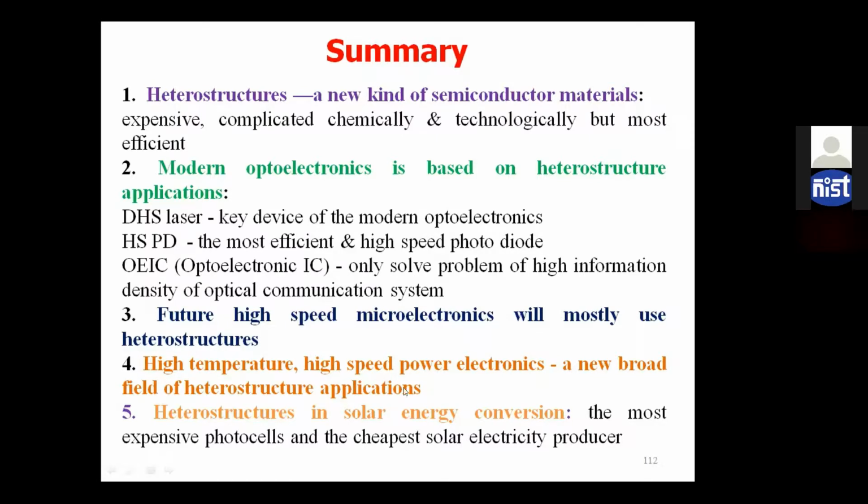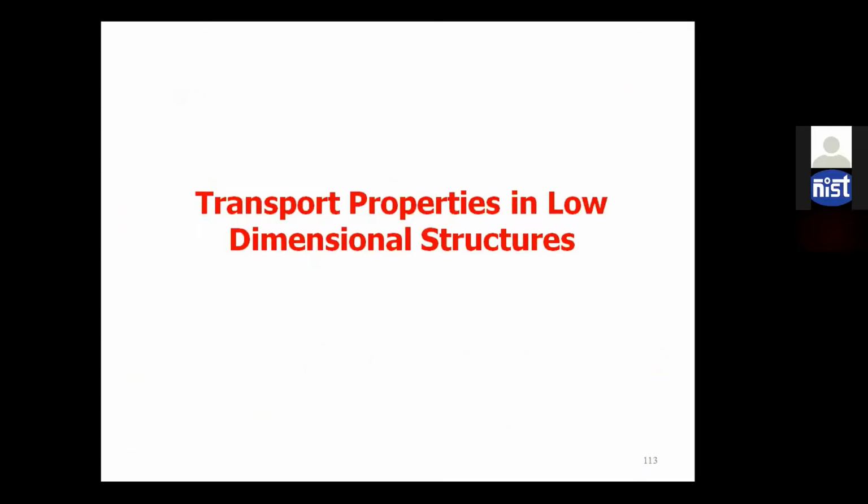Similarly, high-temperature, high-speed power electronics is a new broad field of heterostructure applications, and the heterostructure in solar energy conversion is also used for the most efficient photocells and the cheapest solar electricity producer that can be obtained. So it has vast applications and can be implemented in modern electronic as well as optoelectronic devices. So thank you. Hopefully this will be covered tomorrow, the transport property, and particularly the specific research-oriented aspects.